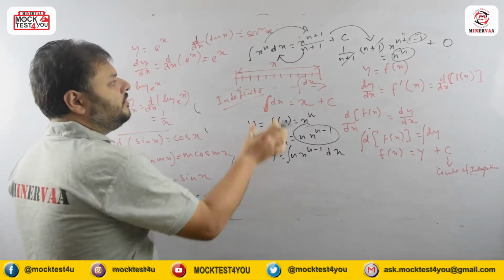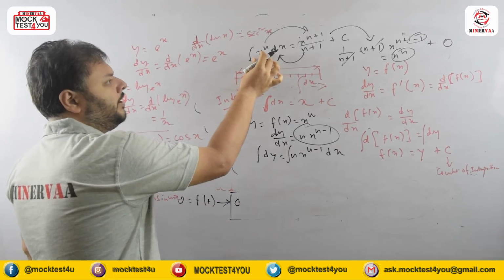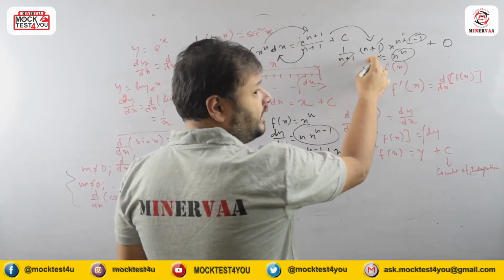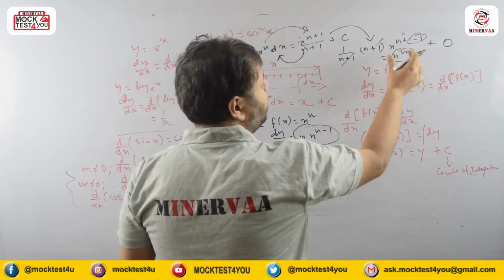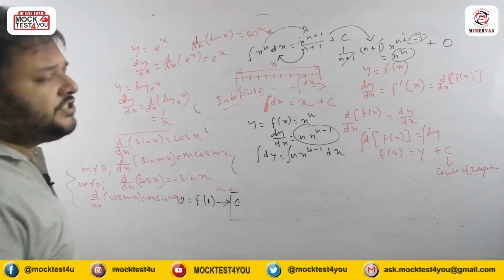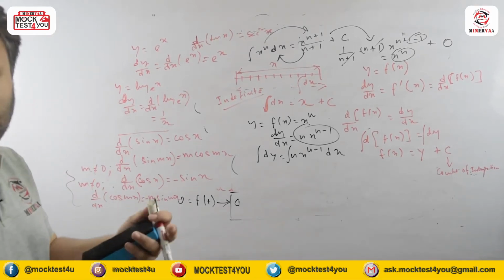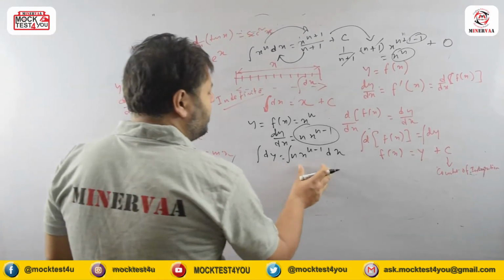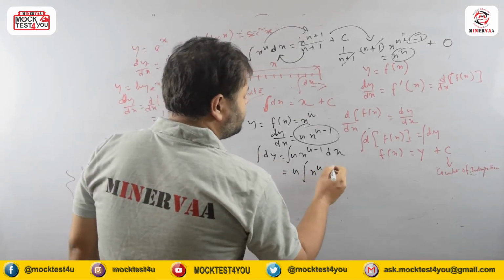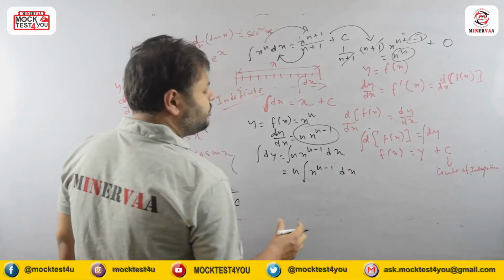Similarly here, you started with x to the power n, you got a result after integration, and when you differentiate that result, you get back the same function from where you started. So integration and differentiation are reversible processes of each other. So when you represent it like this, with n taken out, you are actually integrating x to the power n minus 1 dx.